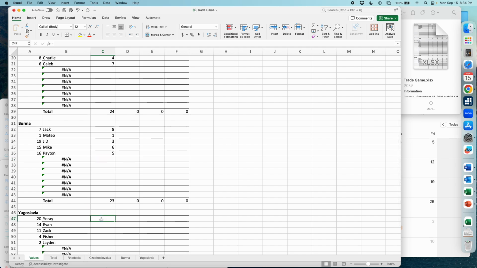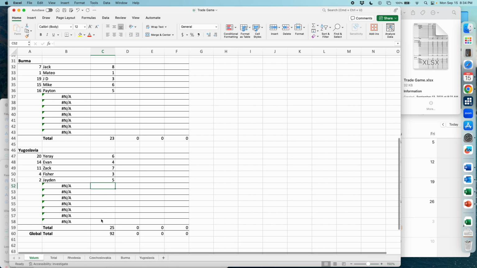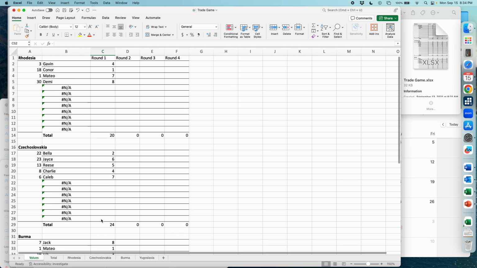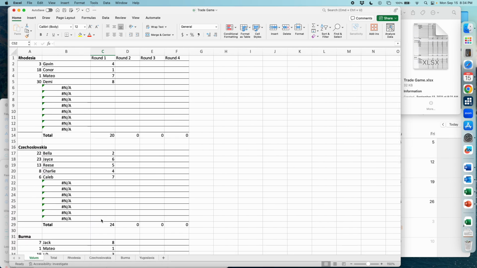Sheree starts out at, let's say, a 6. And Evan's a 4. And Zach's a 7. Fisher's a 3. And Jaden is a 5. Right. All right. So I've done the first round. I've put everyone's kind of initial valuation of what they received.